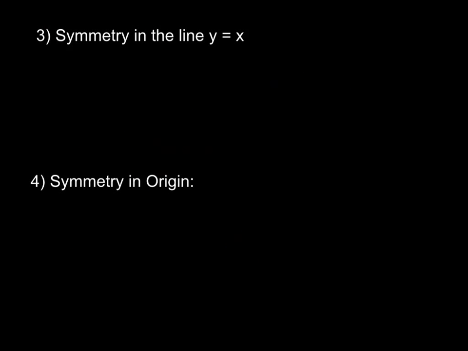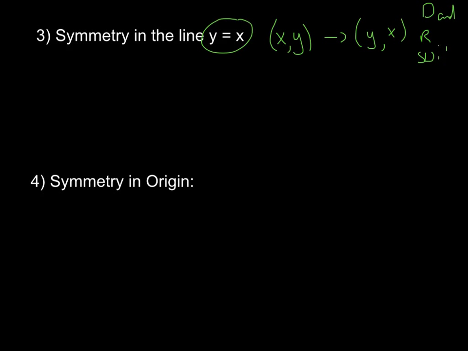Okay, let's go over the other two transformations that we talked about. If you're reflecting in the line y equals x, then all your ordered pairs, x, y, do what? They don't become negative, they don't become positive. That becomes y, x. They switch. The domain and the range switch. That's the best way to think about it.